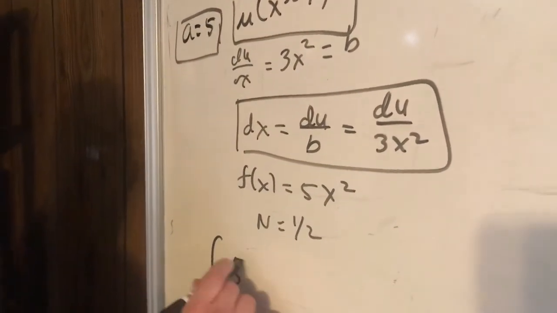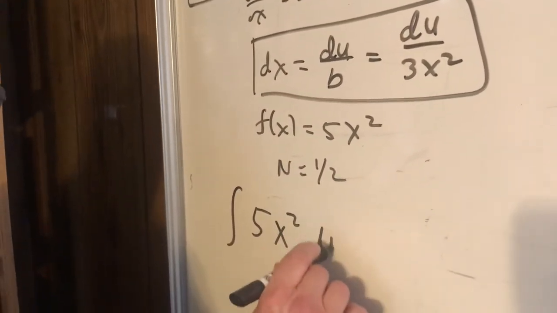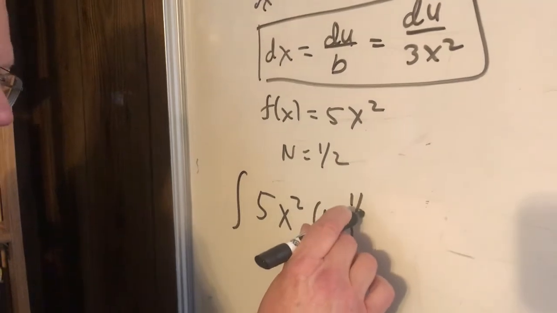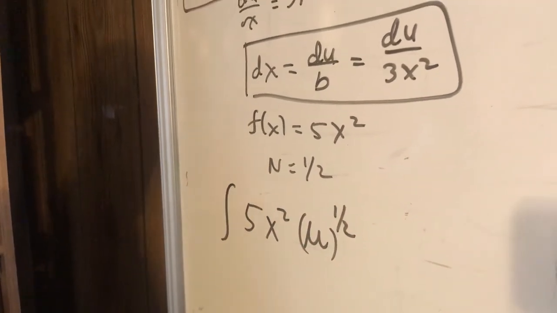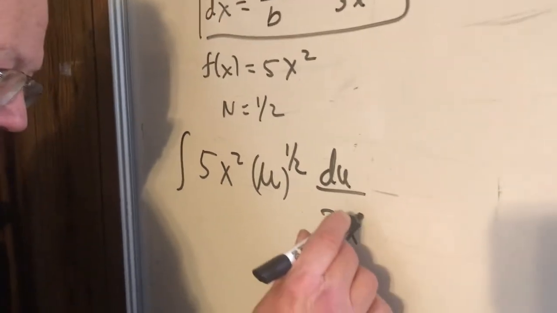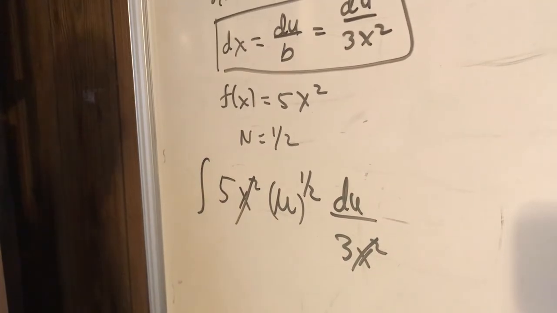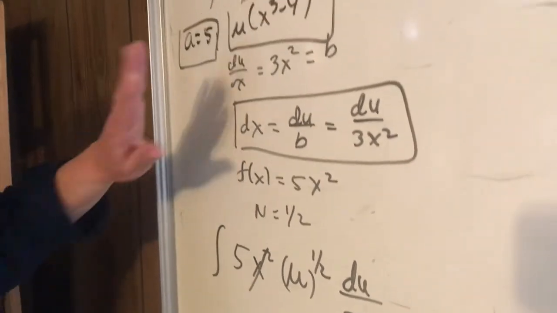All right, we have 5. We keep x squared. U is now to the 1/2. And dx is going to be du over 3x squared. Let's cancel the x squared. So here's what I've done. Let's go back and start again.